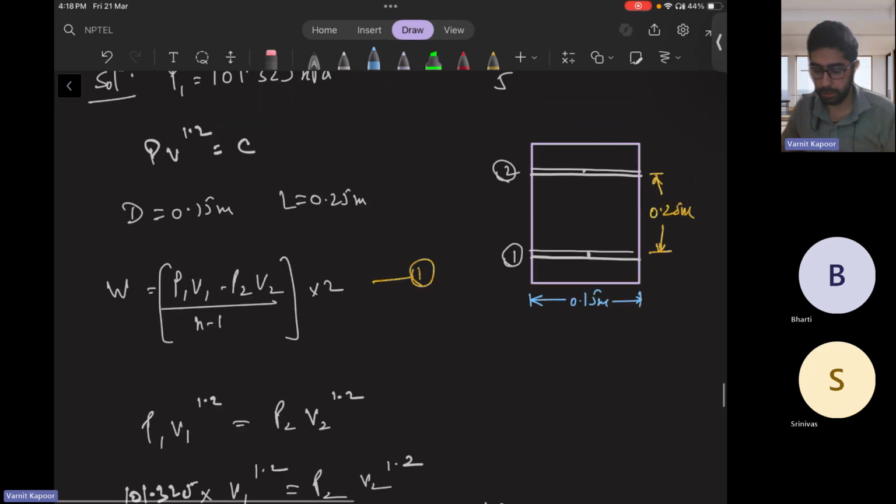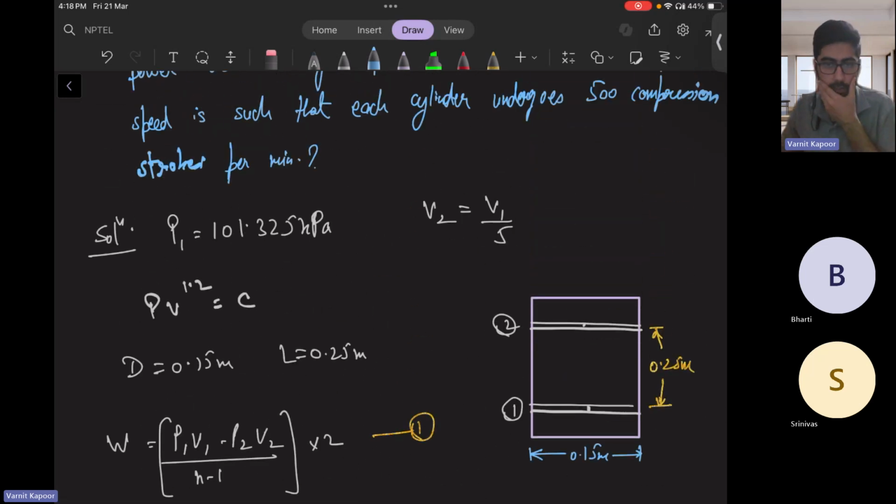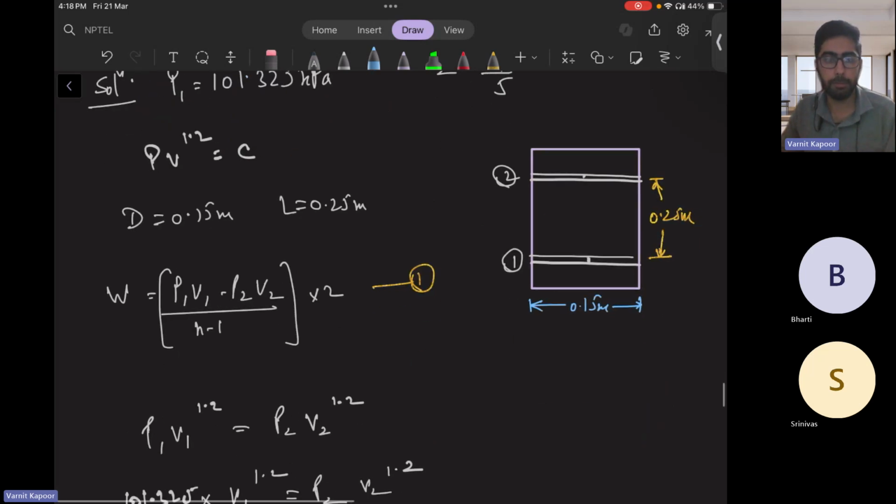Pretty simple question. So there's a two-stroke engine from 1 to 2. Diameter is 0.15, length is 0.25. The gas is behaving as PV raised to power 1.2 is equal to constant. Initial pressure P1 is given to you. Final volume is 1/5 of the initial volume. You know that work for a polytropic process is P1 V1 minus P2 V2 by n minus 1, and 2 times for the two strokes that are happening altogether.